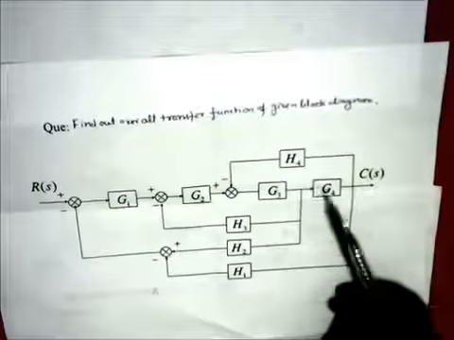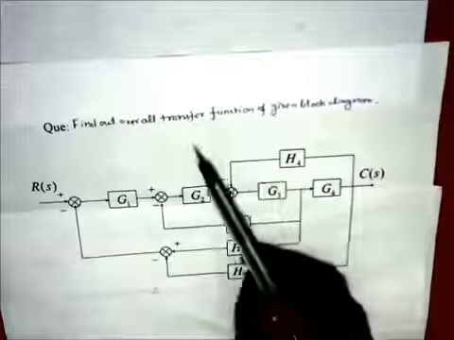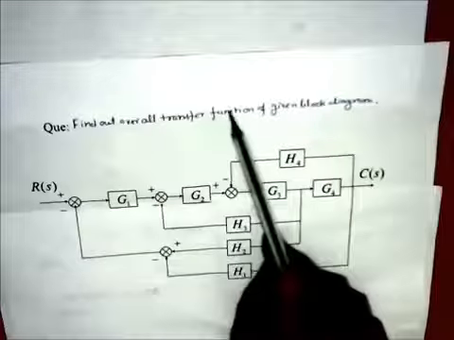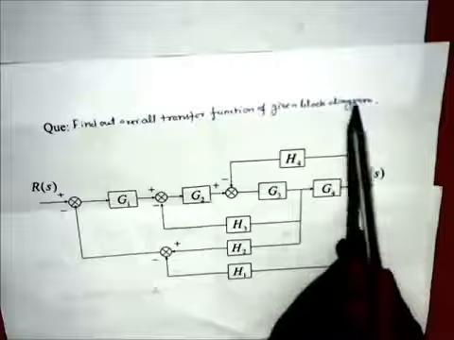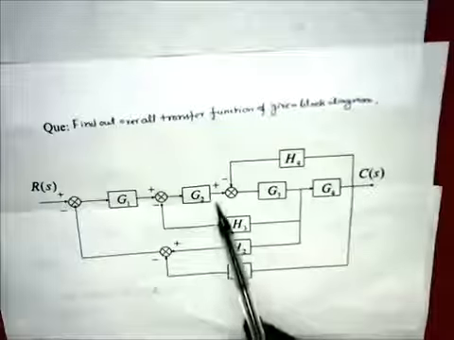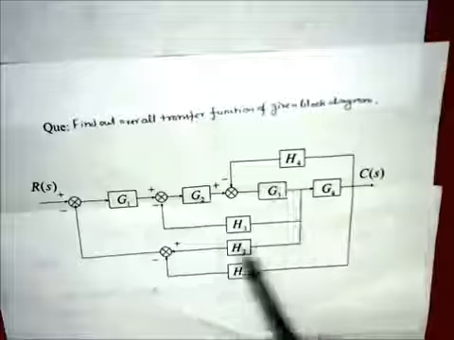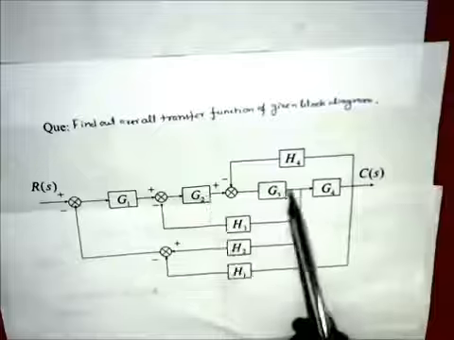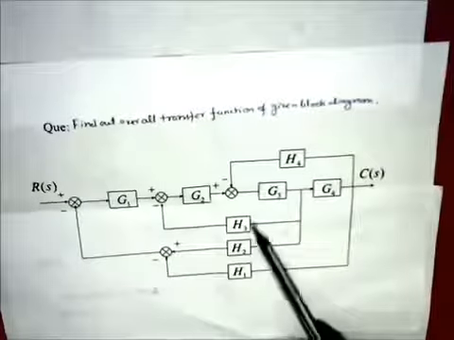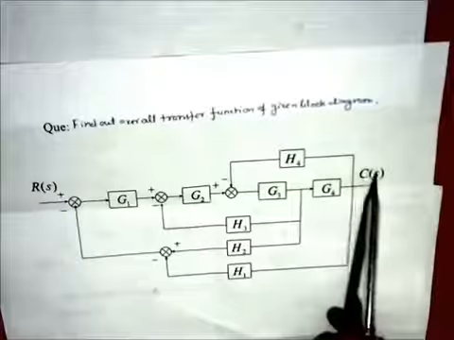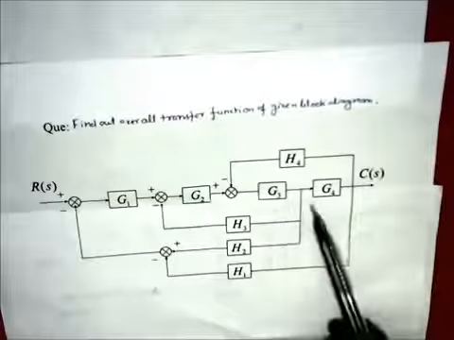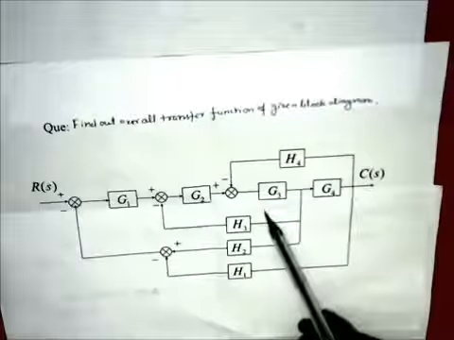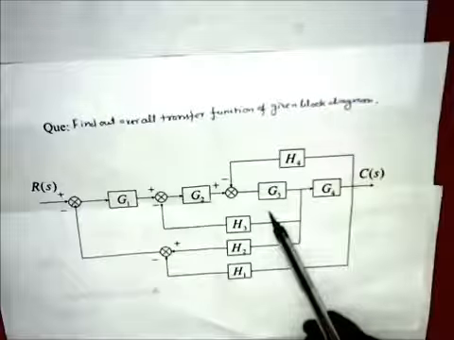Today we discuss another question. The question is: find out the overall transfer function of the given block diagram. This is the block diagram. R(s) is the input; G1, G2, G3, G4, H1, H2, H3, H4 are blocks, and C(s) is the output. Such type of block diagram we need to solve in steps.